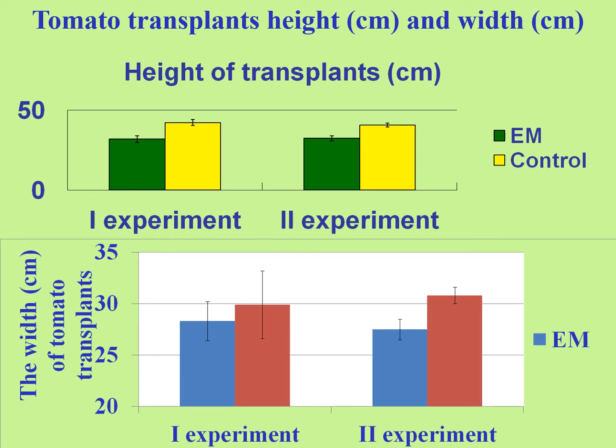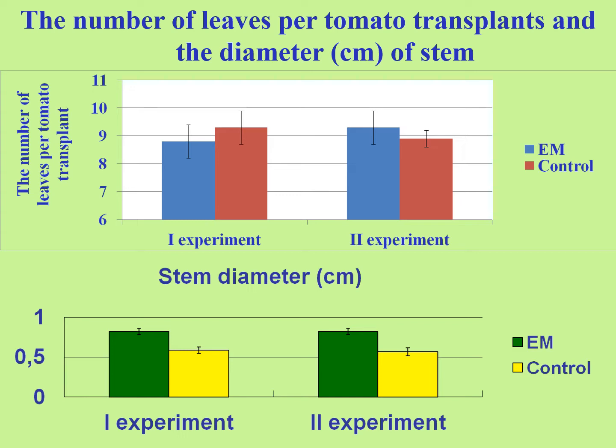And here you can see the results of the experiment. Tomato transplants were lower in the EM treatment than in the control treatment, about 30% lower, so the results were remarkable in the height of transplants. The width of tomato transplants: here you can see that the results are not statistically different. The number of leaves per tomato transplant: the results are not statistically different. And stem diameter of tomato transplants: here you can see that the stem diameter was increased compared to the control treatment by about 25%, so the results were remarkable.